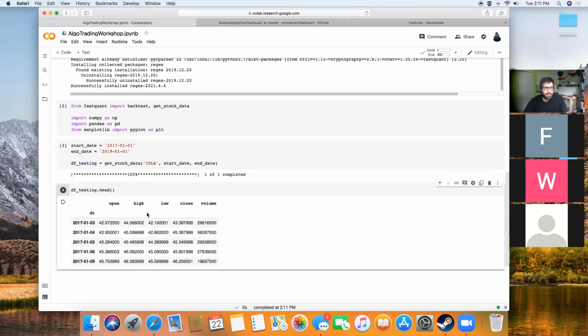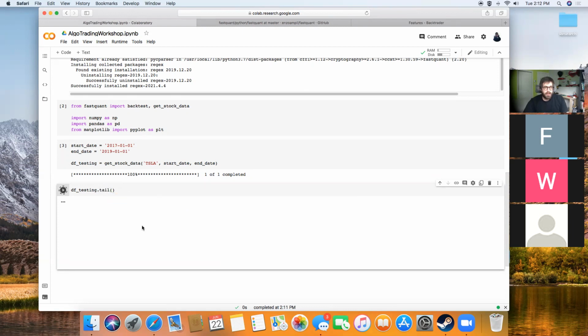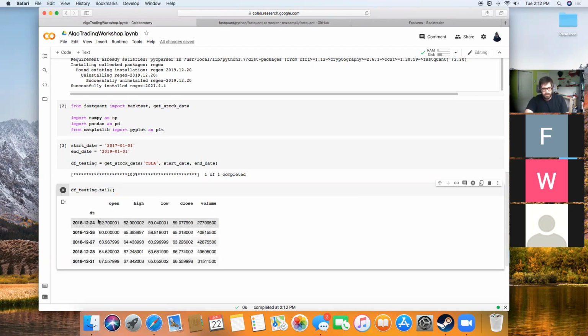We do head. We're starting in 2017. Whenever you're getting data, you might not have the full data, so it would be normal. Anyway, this is what our data frame looks like. We have the index, which is a datetime index. So this is not a column, DT. This is the index of the data frame. We have 1, 2, 3, 4, 5 columns: open, high, low, close, and volume. We will basically only be dealing with the close.